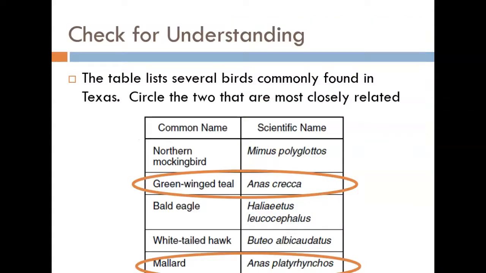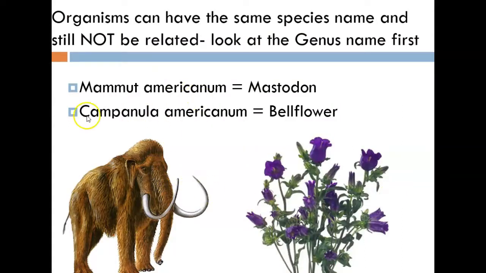So as we said, the green-winged teal and the mallard are part of the same genus, so they're most closely related. Make sure, however, you don't get confused because in this example, okay, the Mamut americanum and the Campanula americanum are not closely related. They share the same specific epithet, americanum, but they're not the same species because both names don't match and they're not the same genus, so they're not closely related. So look at the first name for a match or a perfect match. Otherwise, they're not as closely related.